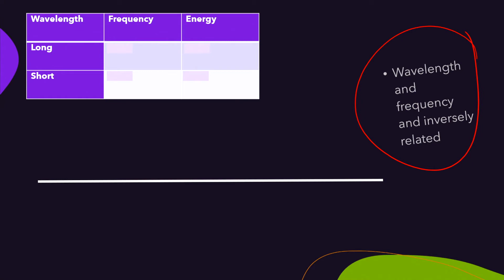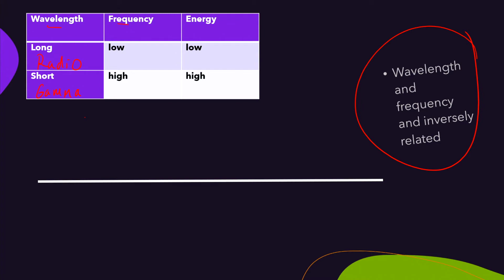So if we have a long wavelength, so our longest wavelength that we have on our electromagnetic spectrum is our radio wave, the frequency will be low, and that will result in a low energy. For short, our shortest wavelength is gamma. It's going to have a high frequency, and as a result of that, the energy is also going to be high. So the inverse relationship is between wavelength and frequency, and our frequency and energy are going to be the same.